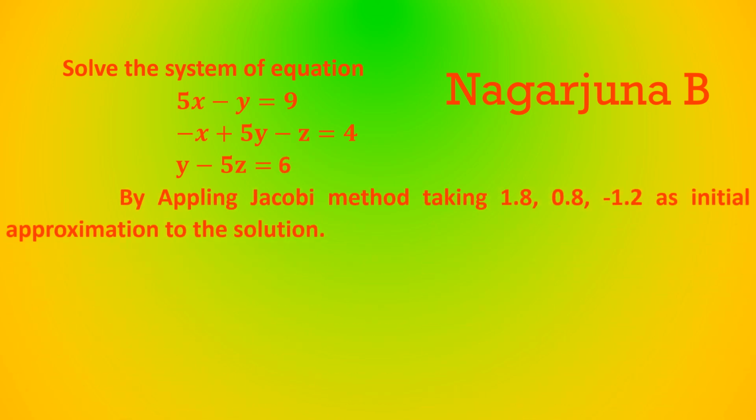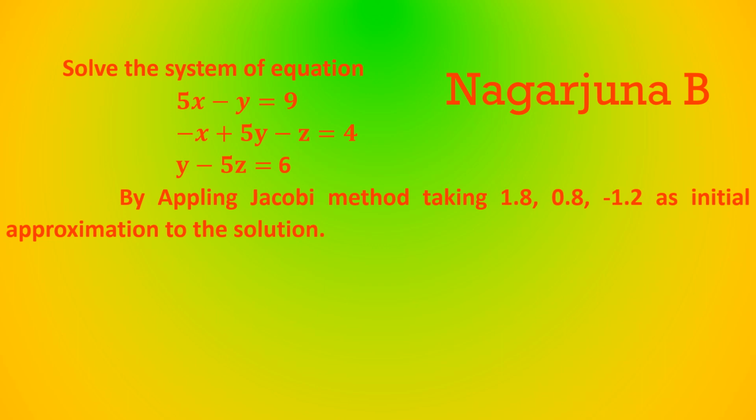Solve the system of equations 5x minus y equal to 9, minus x plus 5y minus z is equal to 4, y minus 5z is equal to 6, by applying the Jacobi method, taking 1.8, 0.8, minus 1.2 as the initial approximation to the solution.